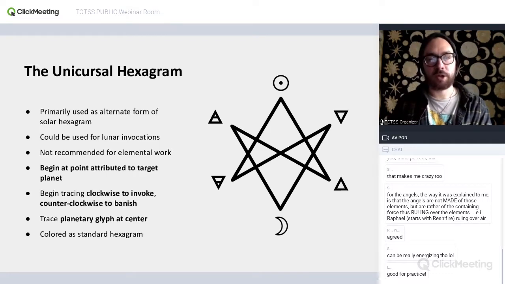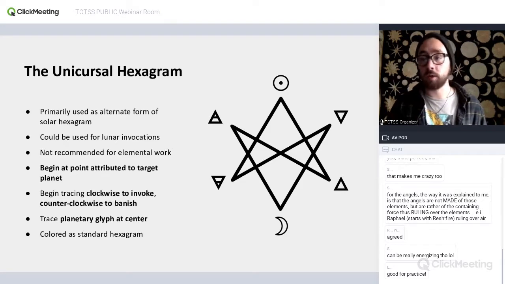This is the unicursal hexagram. I'm sure a lot of you are familiar with it. Some people think that Crowley invented this. It actually is not. It's from the Golden Dawn. Of course, some people know the unicursal hexagram as the Thelema symbol.